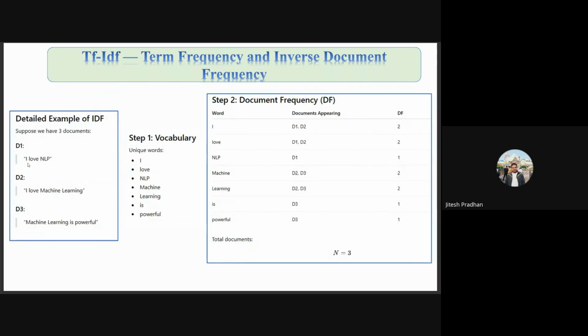We have these 3 documents: I love NLP, I love machine learning, machine learning is powerful. So step 1, we have to create the vocabulary by tokenization. So I have created this dictionary: I, love, NLP, machine, learning, is, powerful. These are the unique words we have created.